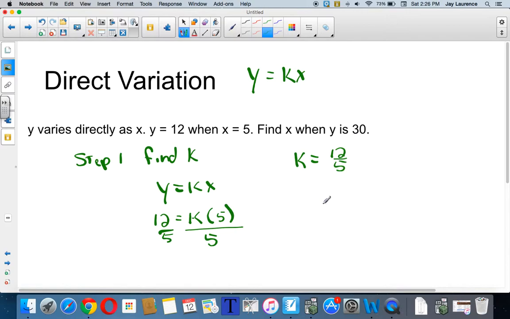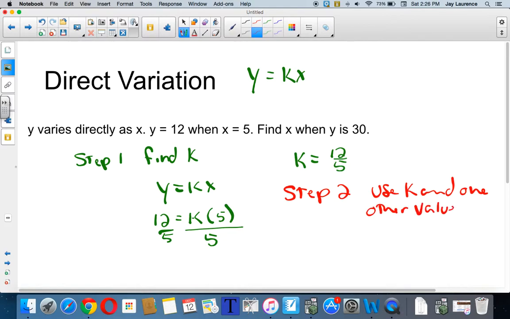All right, so now I have to find x when y is 30. So step 2 is to use k and one other value to find the unknown. The unknown, the thing I do not know. So in this case, the other value is 30, and the unknown is x.